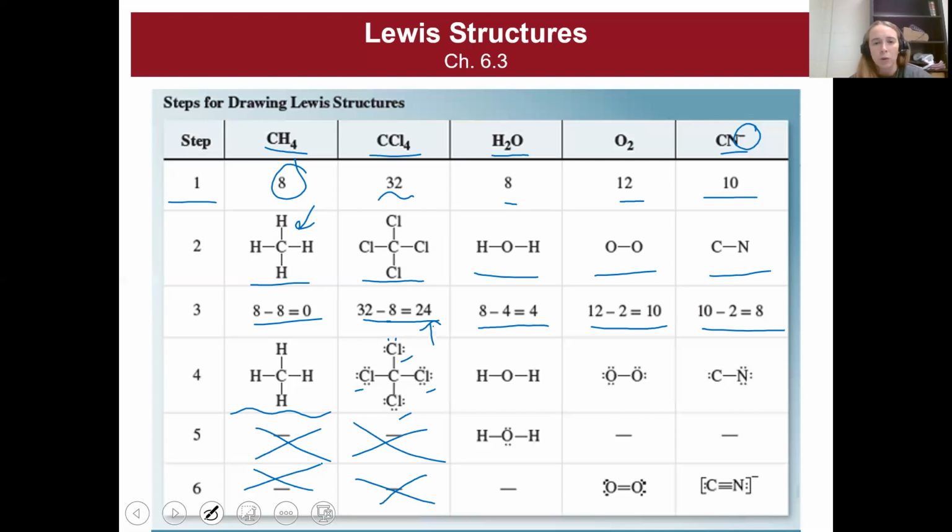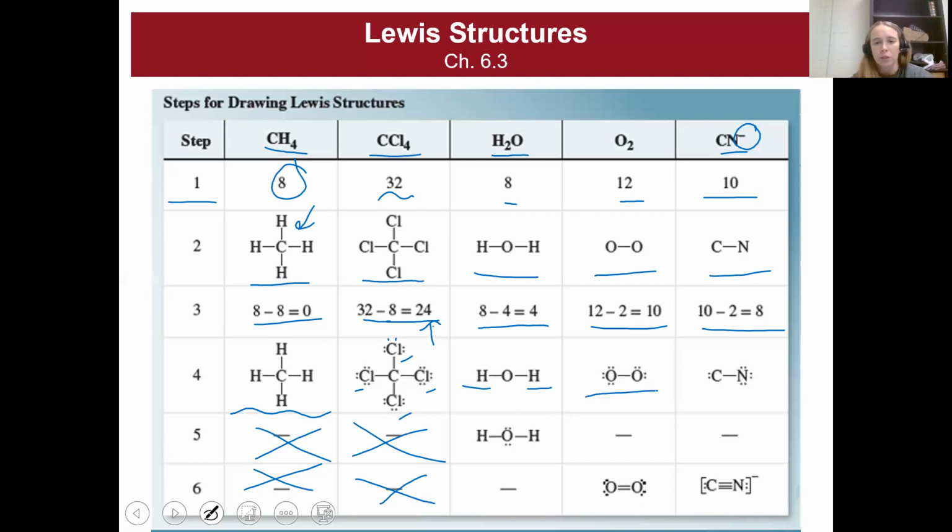All right, let's look at water here. So we want to add electrons to our terminal atoms to get them to their octet, but hydrogen only wants 2, so we don't do anything in step 4 for water.